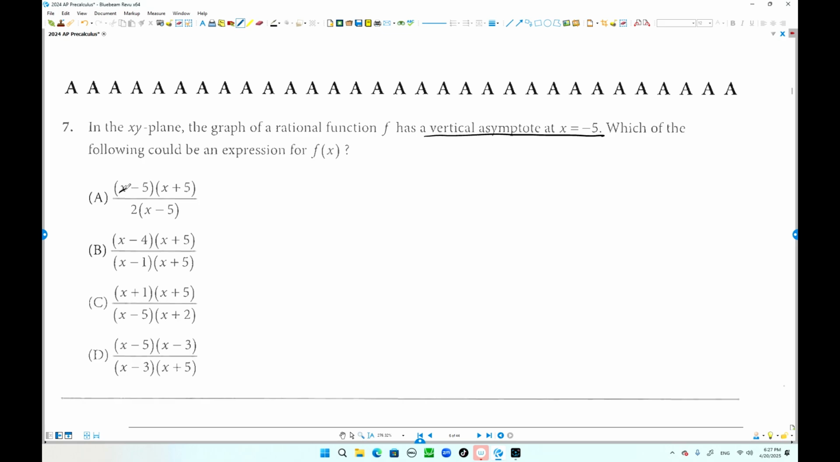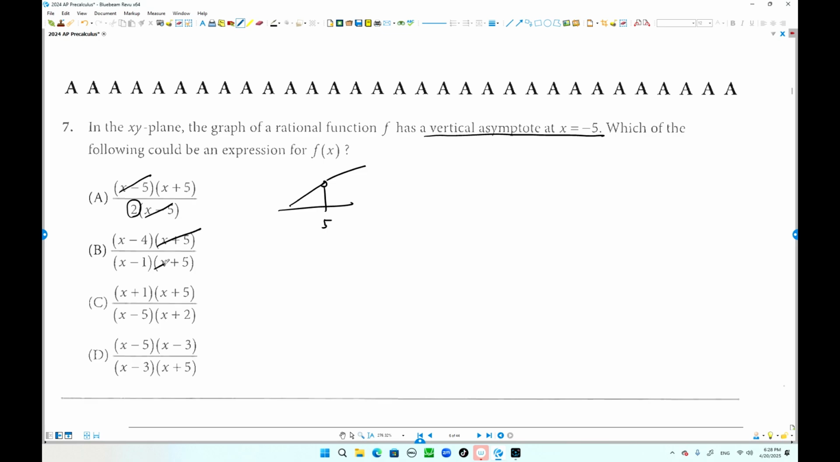x minus 5 is out. There is a hole, right? That's not a vertical asymptote. That's cancelled out. Instead, they make a hole over here when x is 5, okay? So, is there an asymptote? No. The denominator will never be 0. When you cancel out the common factor x minus 5, there is no asymptote.